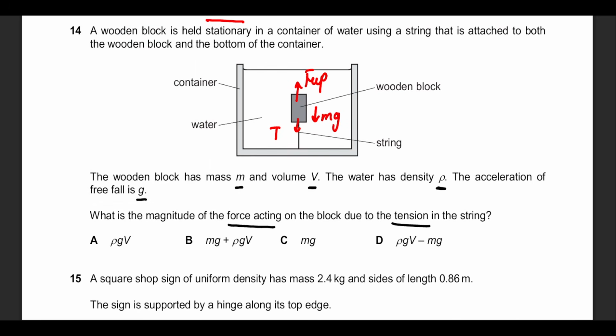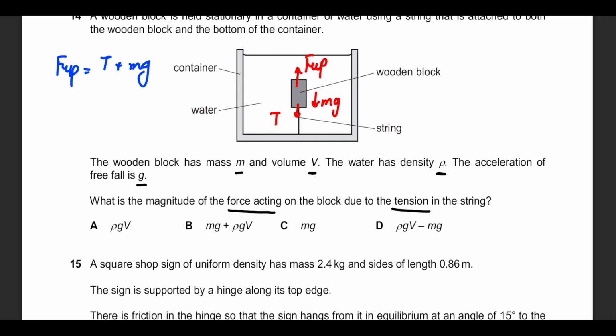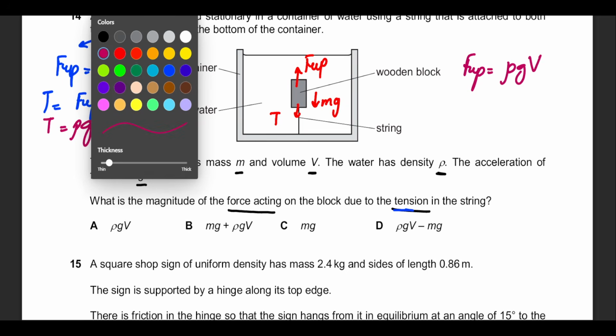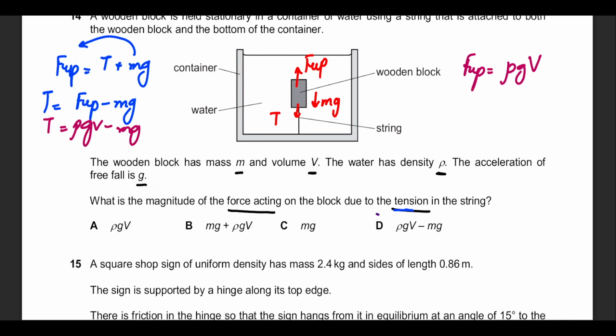All the upward forces are equal to all the downward forces. So upthrust should be equal to the tension plus the weight mg. Now, since it's asking about the tension in the spring, I have to take mg to the other side. So this becomes T equals the upthrust minus mg. And we understand from Archimedes' principle that the upthrust has the formula rho g capital V. So the tension is rho g V minus mg. So this answer should be option D.